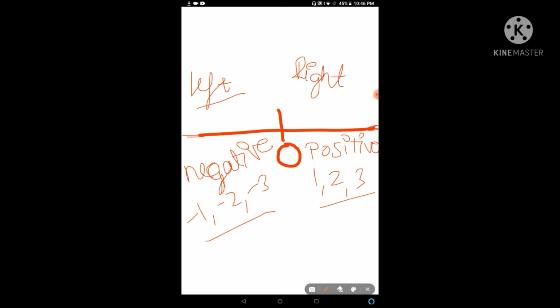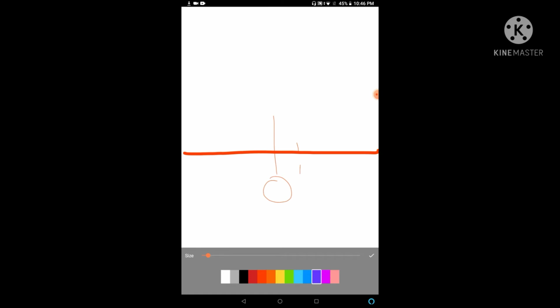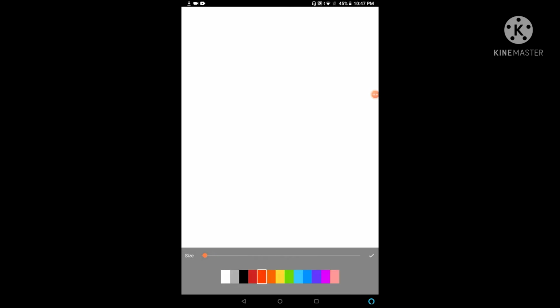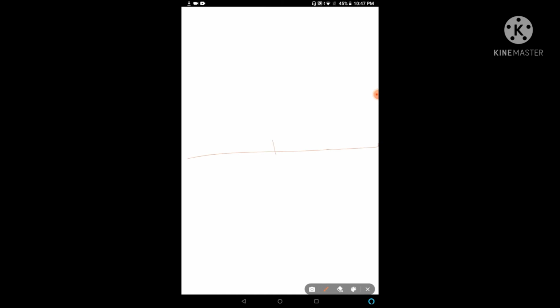Now how do we represent all these numbers on a number line? For that you need to make a straight line in between, right? Then in between you will make this, and here will be 0. Here you will write 1, then leave 2 or 3 gaps. I'm doing 1, 2, 3, 4, 5, and on the 6th one I will make 1. Then again 1, 2, 3, 4, 5, 6. Let me draw it small. Okay, this is your line, this is your 0.